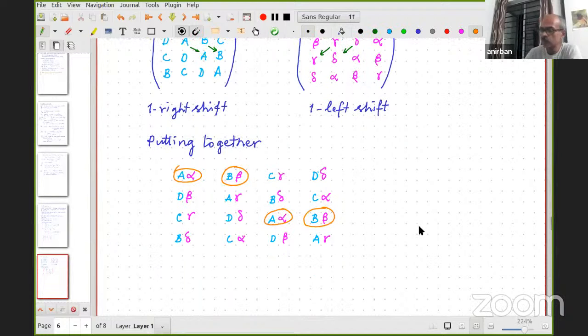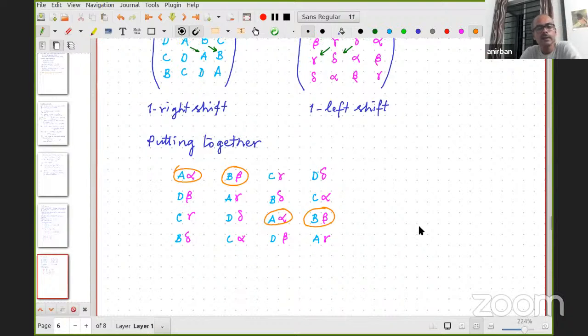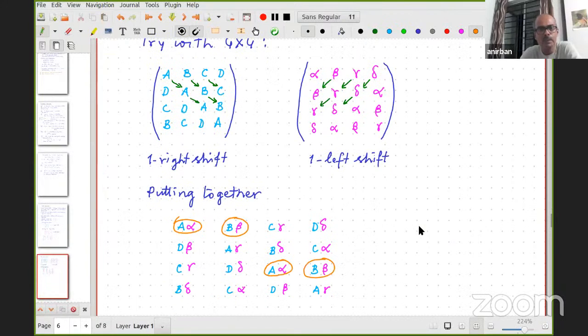So this doesn't solve Euler's problem for 4 cross 4, but that doesn't mean that 4 cross 4 doesn't have a solution, because this is one trick. This may not work, but there might be other tricks which would work. So we would also try to understand when this simple trick works.